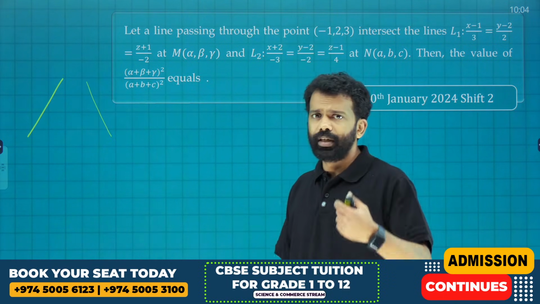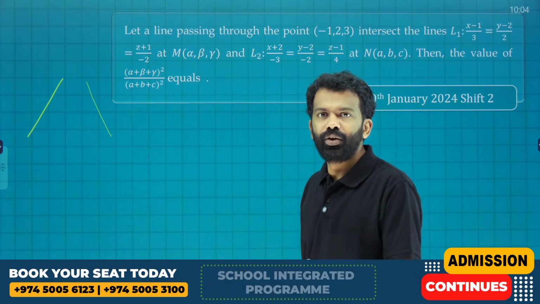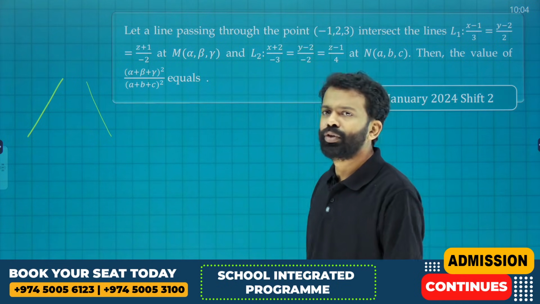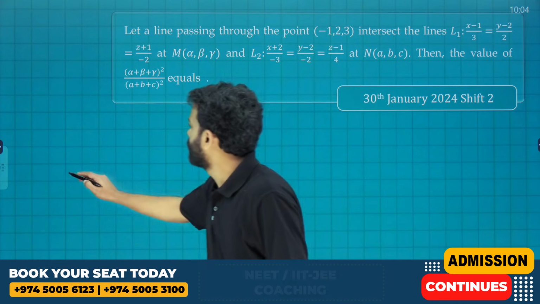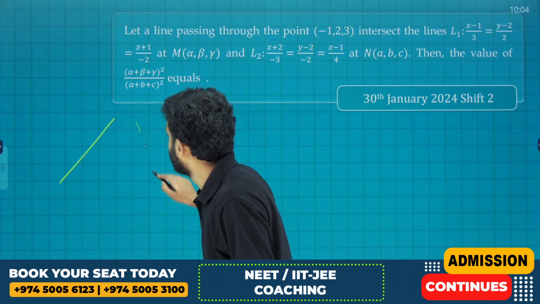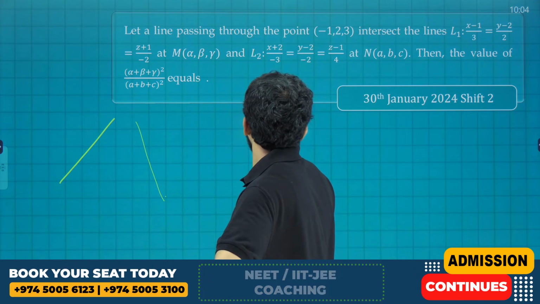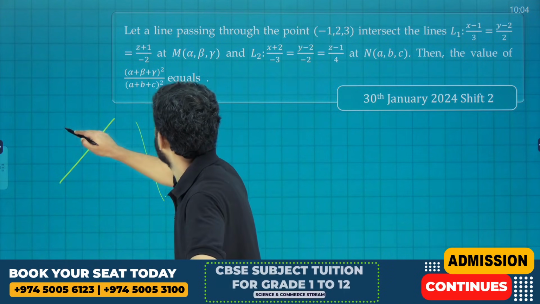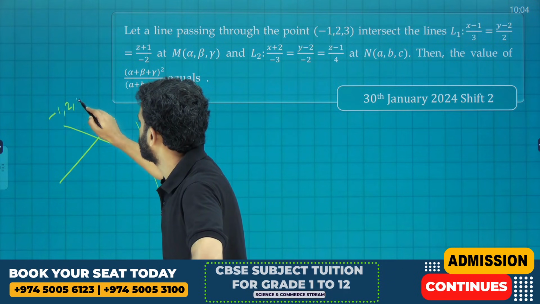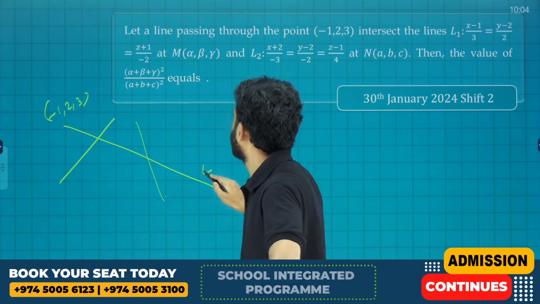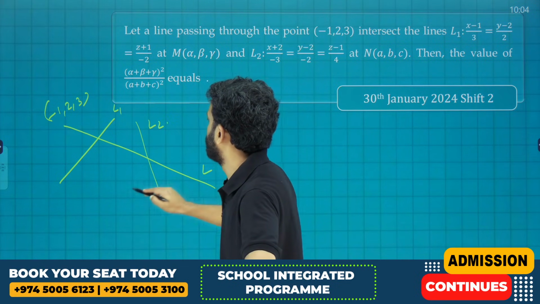In the previous question, the information about the direction ratios of the line was given. But it is not given here. So, what will you do here? Let's draw it here. Easy actually. A point through which the line passes is given, right? That is minus 1, 2, 3. This is the parent line. Okay, and this we can take as line L1 and this as line L2.